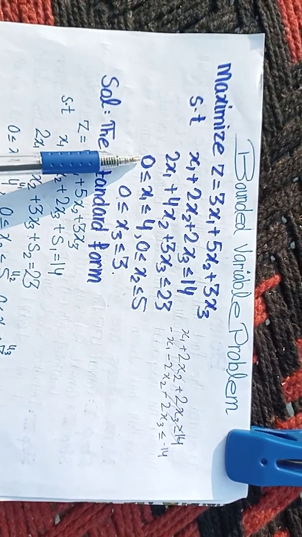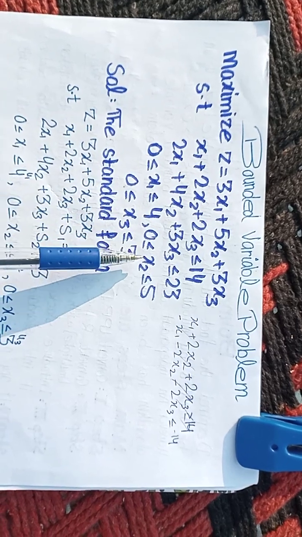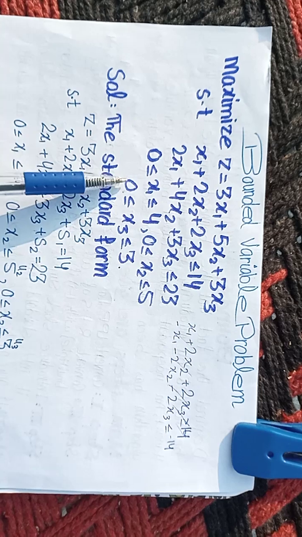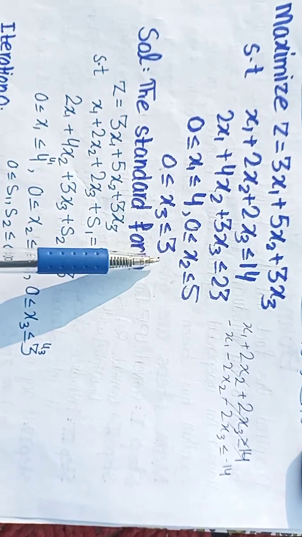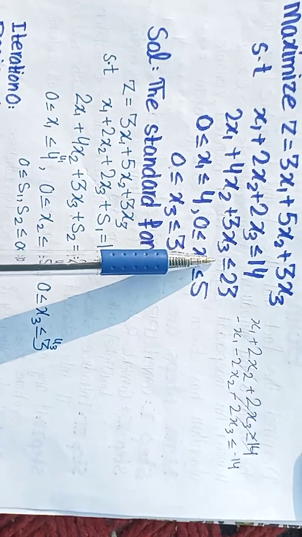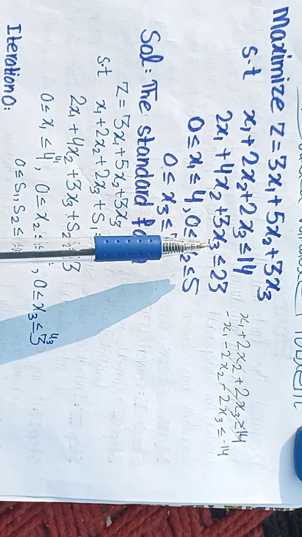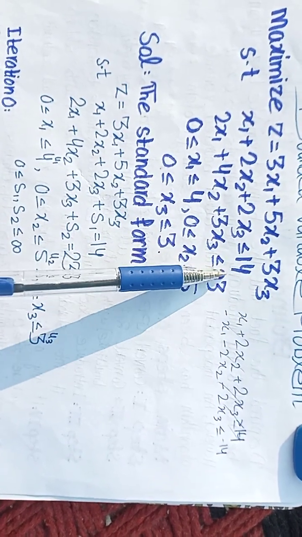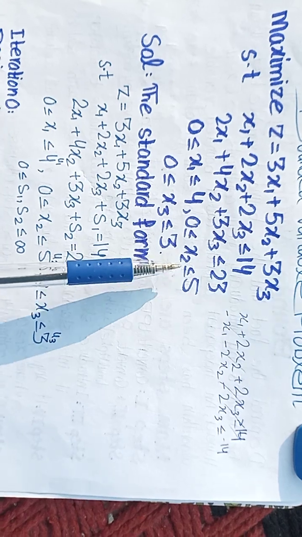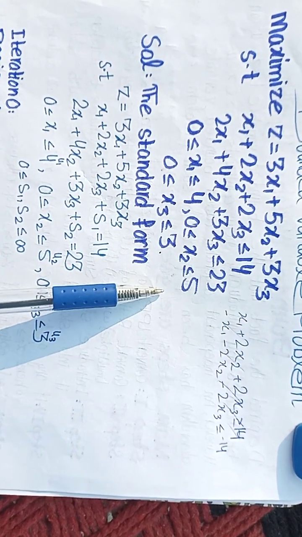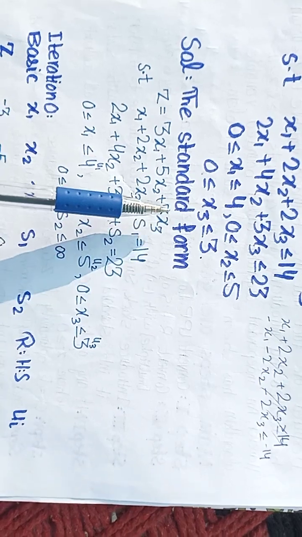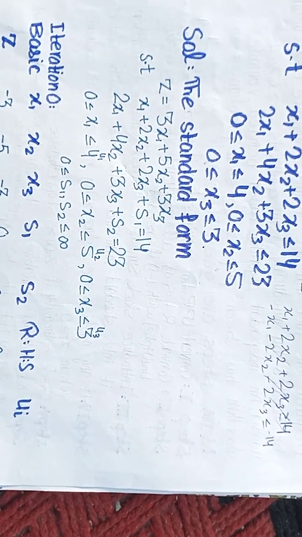x1's lower bound is 0 and upper bound is 4. x2's lower bound is 0 and upper bound is 5. x3's lower bound is 0 and upper bound is 3. And these constraints and the objective function make up the optimization problem. All constraints are less than or equal to, and the right hand sides are positive. First we change into standard form or canonical form.